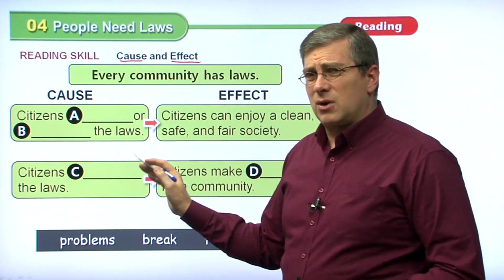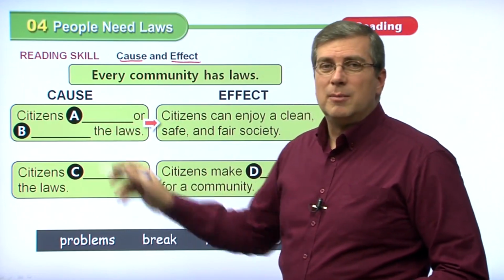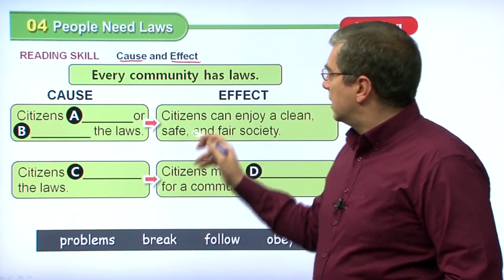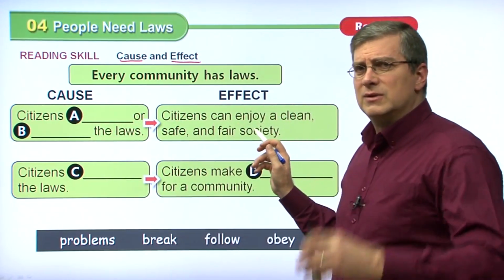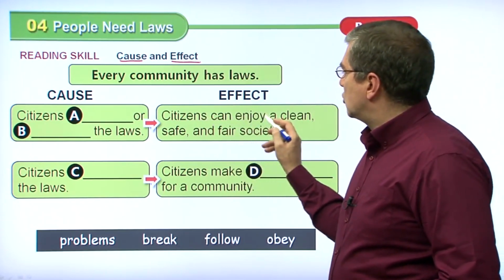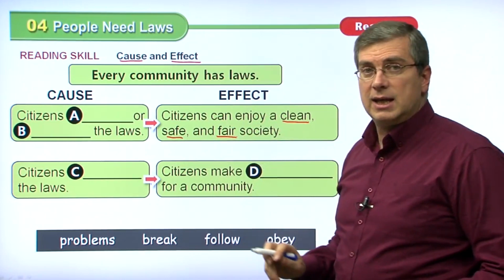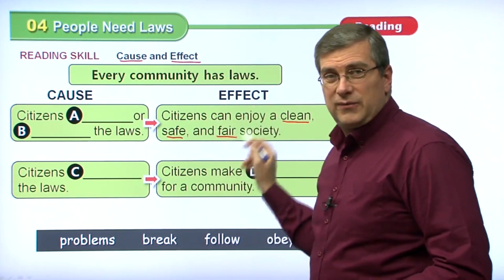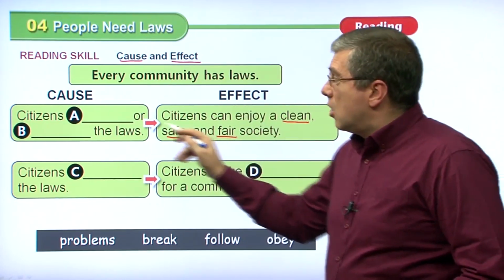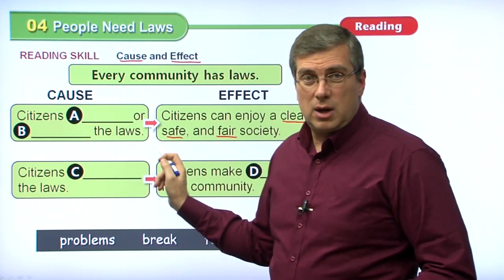That's a little difficult, isn't it? Because we have a lot of blanks in this sentence. Let's take a look at the effect. That will give us a clue. Citizens can enjoy a clean, safe, and fair society. So if we want this effect, if we want this result, what should citizens do with the laws?